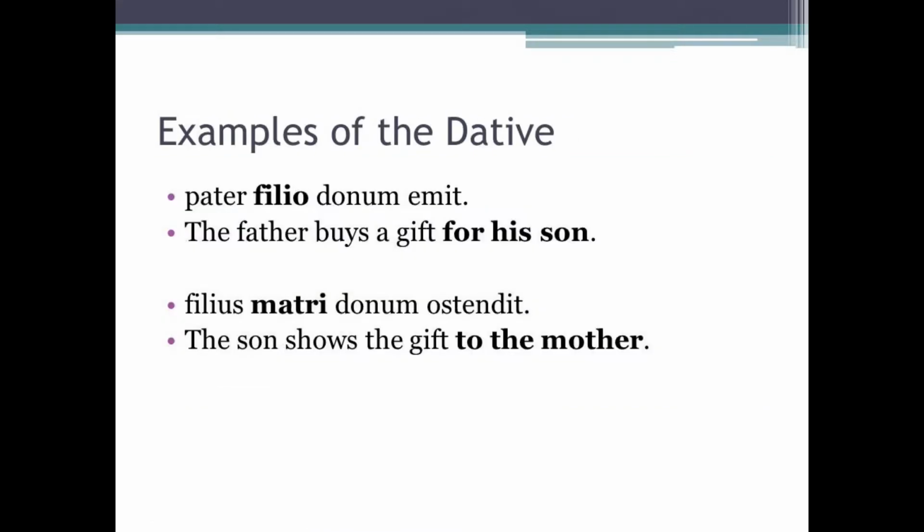Now let's have a look at a couple of examples of the dative. Pater filio donum emit. The father buys a gift for his son. Filius matri donum ostendit. The son shows the gift to the mother. Notice in these two examples how I've translated it with either the words to or for.